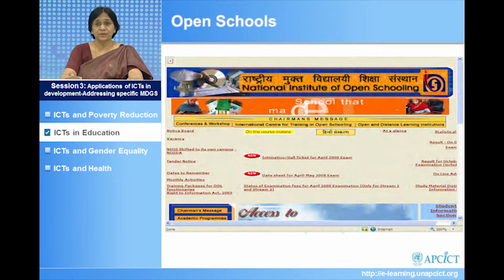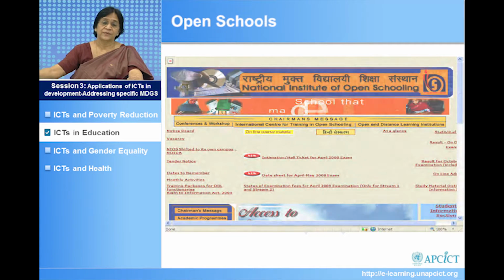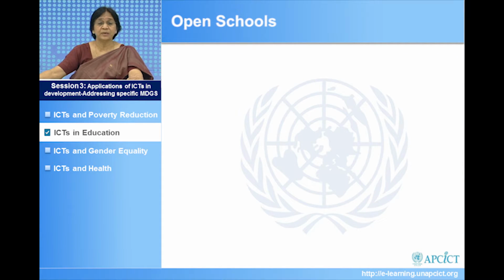It is worth exploring because it enables a young person to learn in the comfort of their own home without the problems of distance and isolation. Further, open schools can allow bridge courses which enable young people who have dropped out to get back into the mainstream of education. So here is an example, the National Institute of Open Schooling.